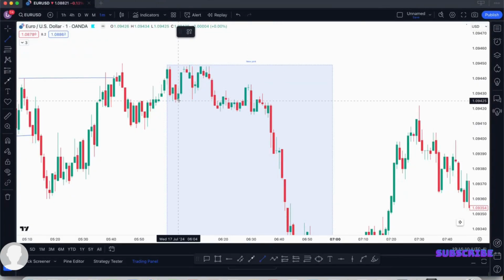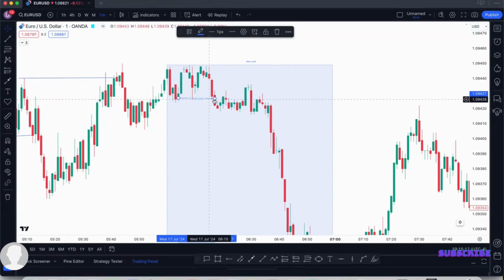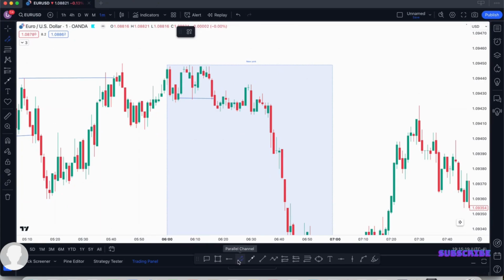Can you see it here? Which took place around here, right? That's what you are going to be waiting for: a shift in market structure which took place here. What are you going to be waiting for next? You're going to be waiting for market to what?